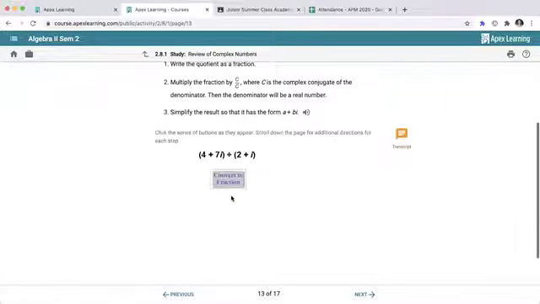Then we're going to simplify the results using the processes that we know, because we want to end up with the form a plus or minus bi.